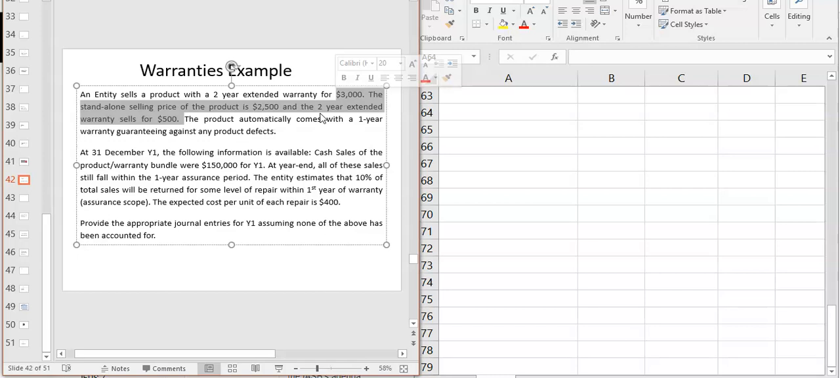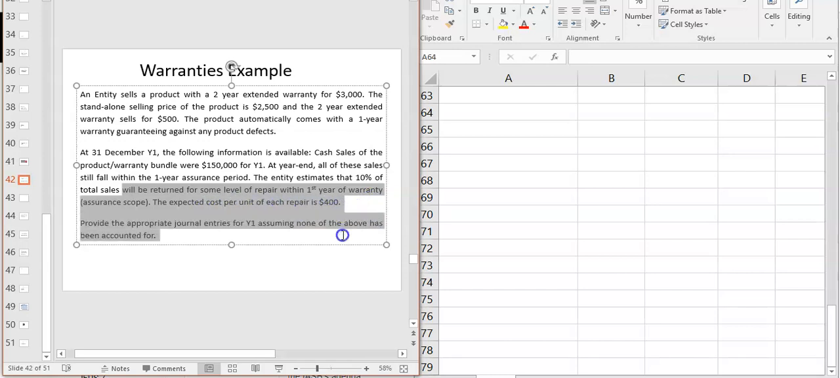At the end of year 1, cash sales, the product warranty bundle, are 150,000, and all of these sales still fall within the 1-year assurance period. The entity estimates that 10% of total sales will be returned for some level of repair, so not returned to get the money back, but for repair in the first year of the warranty. The expected cost of each unit repair is 400. Prepare the appropriate journal entries for year 1.